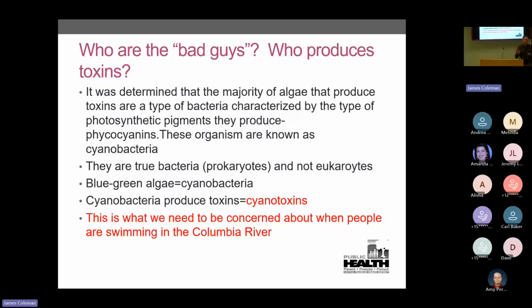So it gets a little confusing because algae is such a diverse group of organisms, and only some of them are these cyanobacteria. And it's just these cyanobacteria that produce what we call cyanotoxins, and that's what makes dogs and people ill.